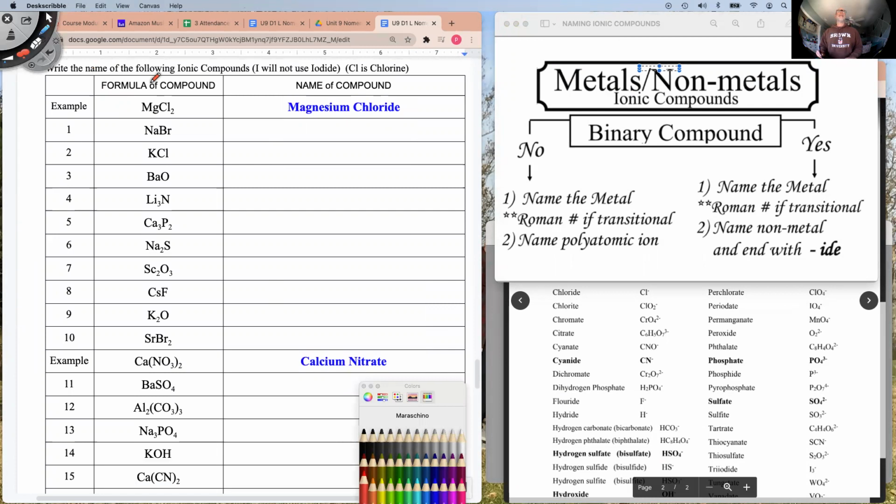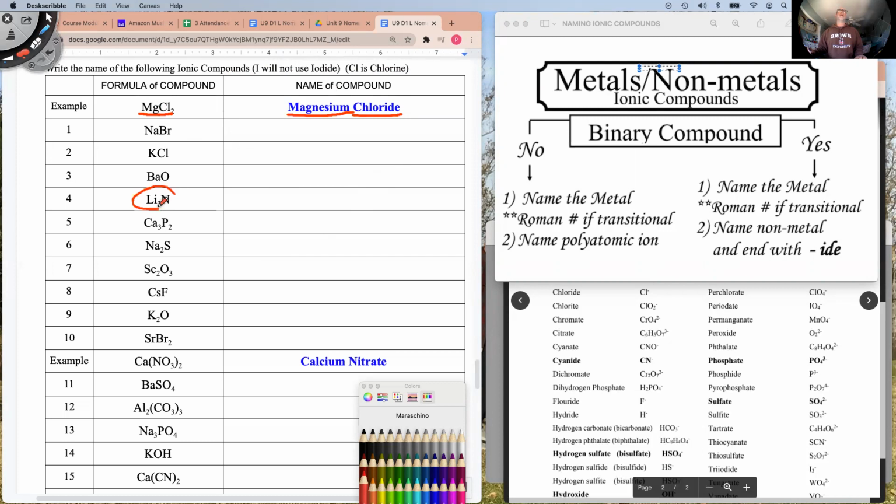It says, write the name of the following ionic compounds. I will not use iodide. Why not? Well, because iodide looks like an L because I'm using the wrong font. But if you see a C with a little L next to it, I'm always going to be chlorine. All right? So what did we do first? We named the metal, magnesium. We named the non-metal, chlorine. End it with ide, chloride.